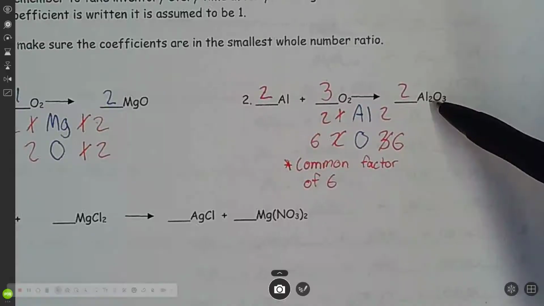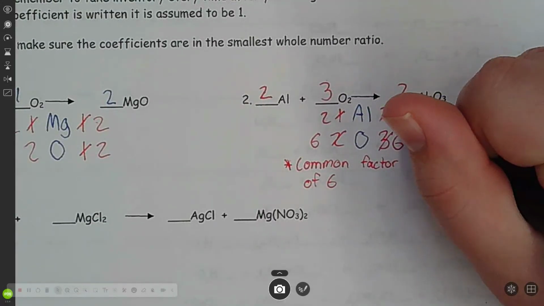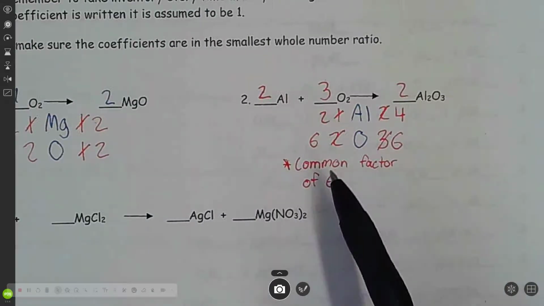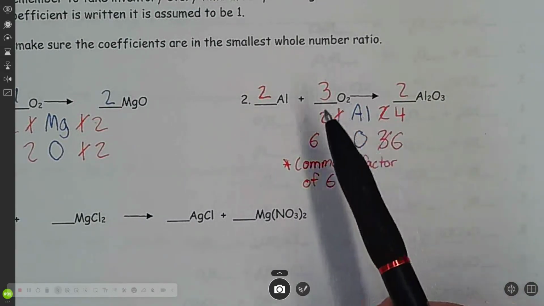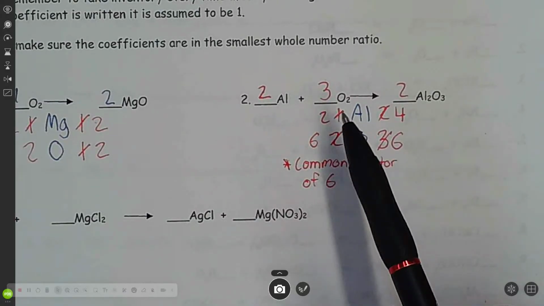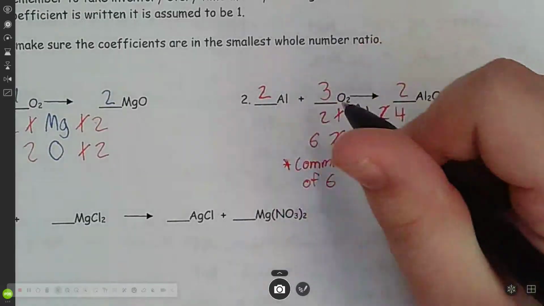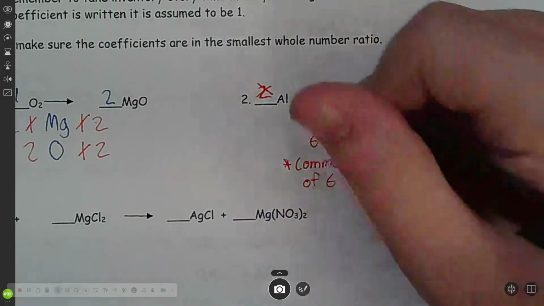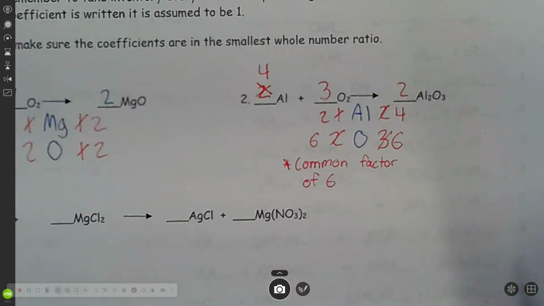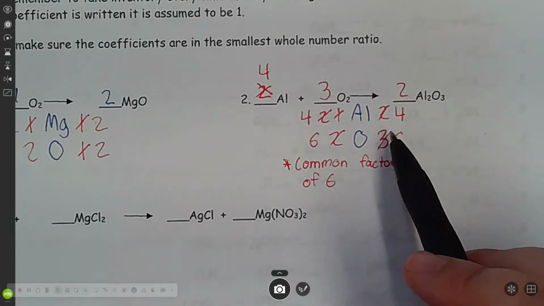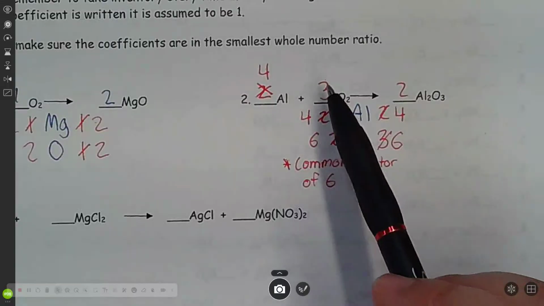But we also need to multiply our aluminum. We can't just apply that 2 to the oxygen. So 2 times 2 actually makes this be 4 aluminum. And so by balancing our oxygen, now we've got 6 and 6. We threw our aluminum out of balance. And so instead of having 2 on the left side, we actually want to end up with 4. So I'm going to cross out that first 2 that we did and replace it with a 4. And that will make our aluminum nice and balanced on both sides. So our answer for this one would be 4, 3, 2.